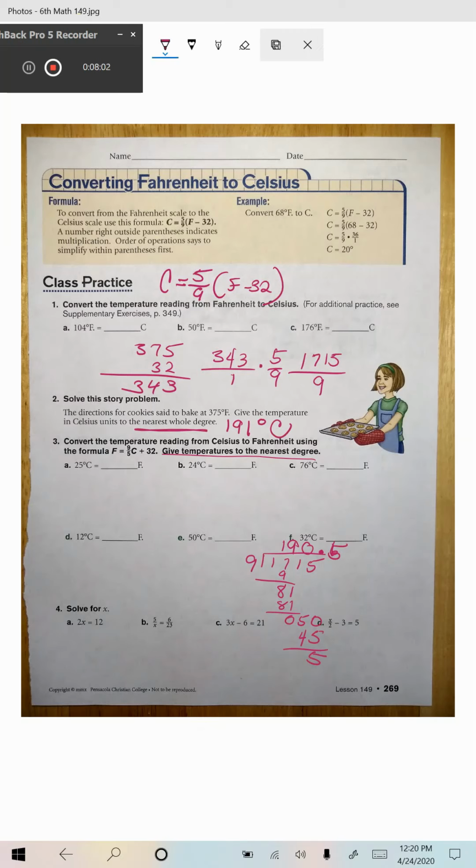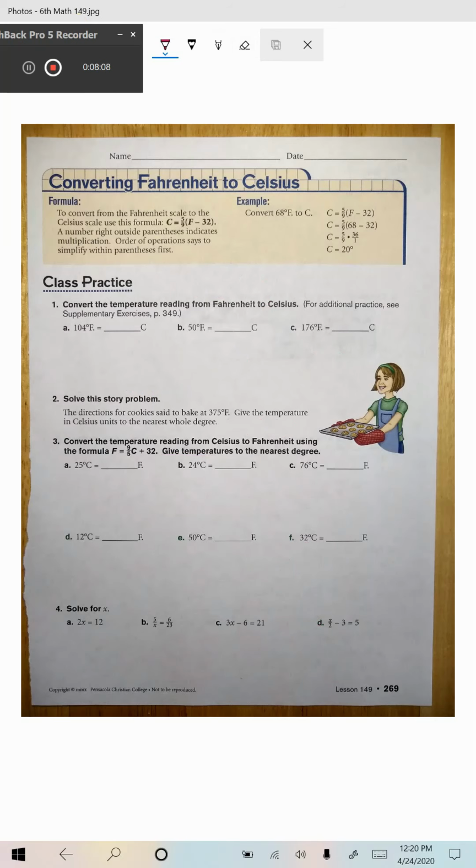And we are going to have to do that with several of these problems afterwards. So just be prepared that they're not going to divide evenly. It'd be nice, but they don't.